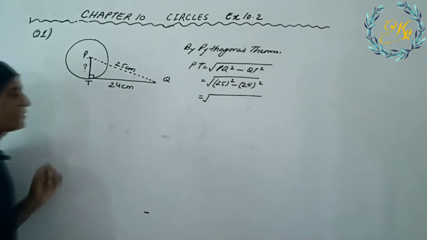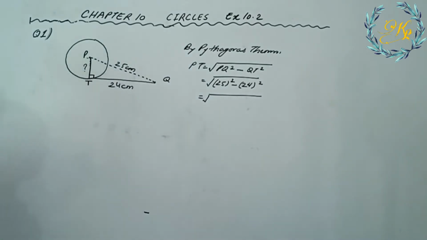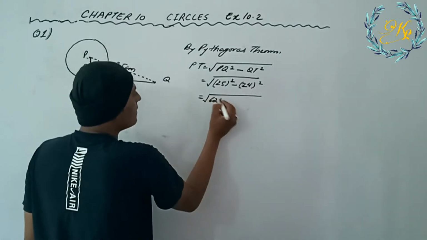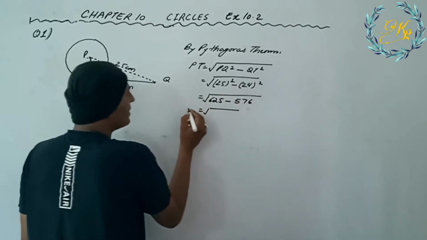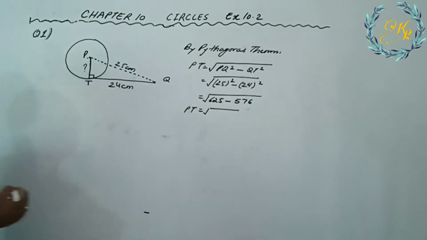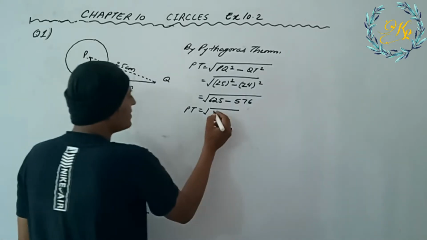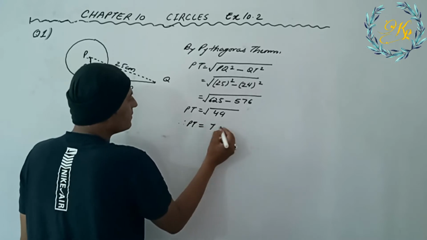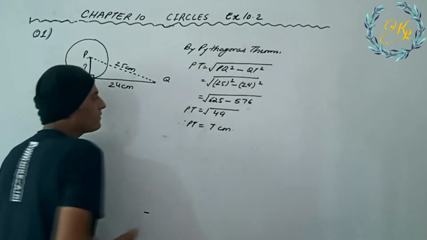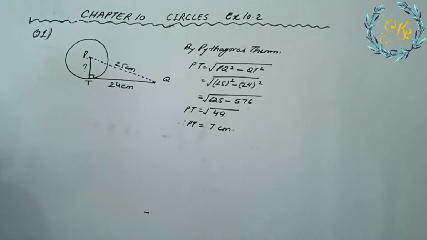Let's expand this. 25 square means 25 into 25, that gives you 625 minus 24 square, which is 576. So in the last line you will write PT is equal to, when you subtract both the values 625 minus 576, you get under root 49. So lastly you get the answer as PT is equal to 7 centimeters, which is the square root of 49. So the radius of the circle is 7 centimeters. It means option A is correct.